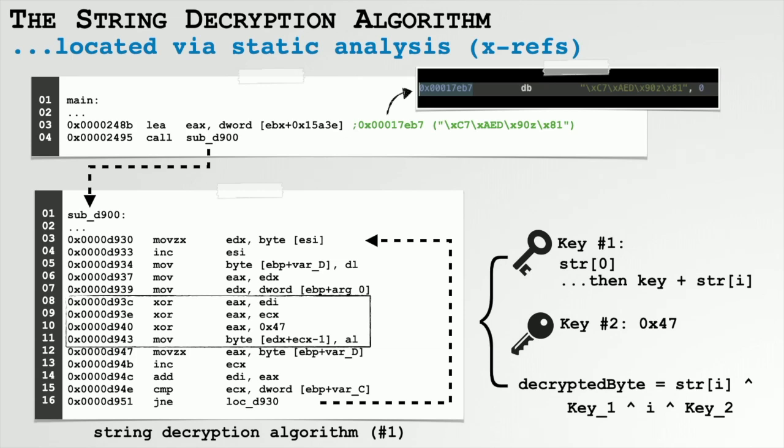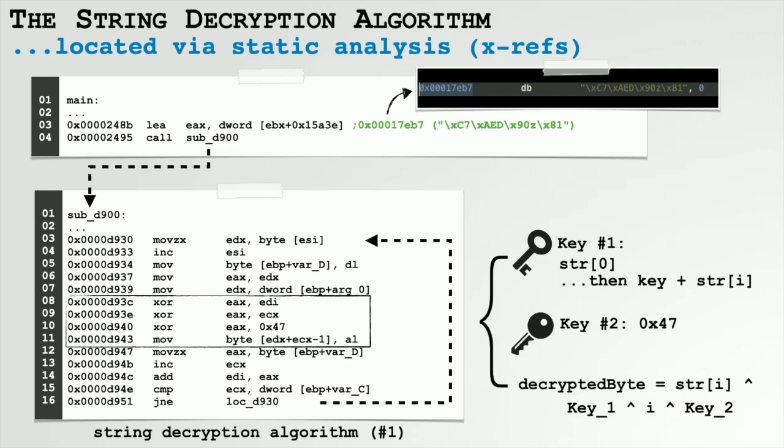Obviously, the malware has to decrypt the string before it's using it, and normally the decryption function is implemented in a standalone or helper function. So as we can see on the slide, there's an encrypted string that's passed to a subroutine called sub-D900. And if we look at the cross-references for this subroutine, we can see it's called every time an encrypted string needs to be decrypted. So it's a likely candidate for the string decryption algorithm.